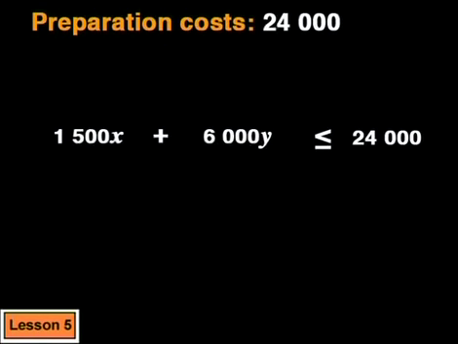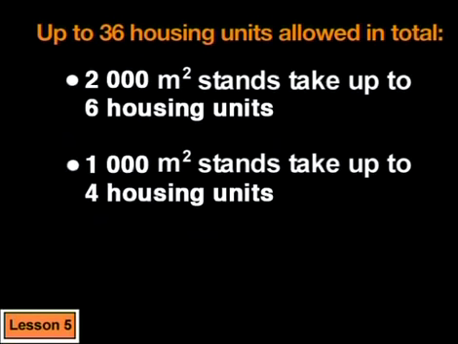24,000. The next part of the problem says, according to the town council, a 10,000 square meter piece of land is suitable for up to 36 housing units. The council also states that no more than 6 housing units may be built on a 2,000 square meter stand and no more than 4 housing units on a 1,000 square meter stand. Let's call that the town planning regulations.